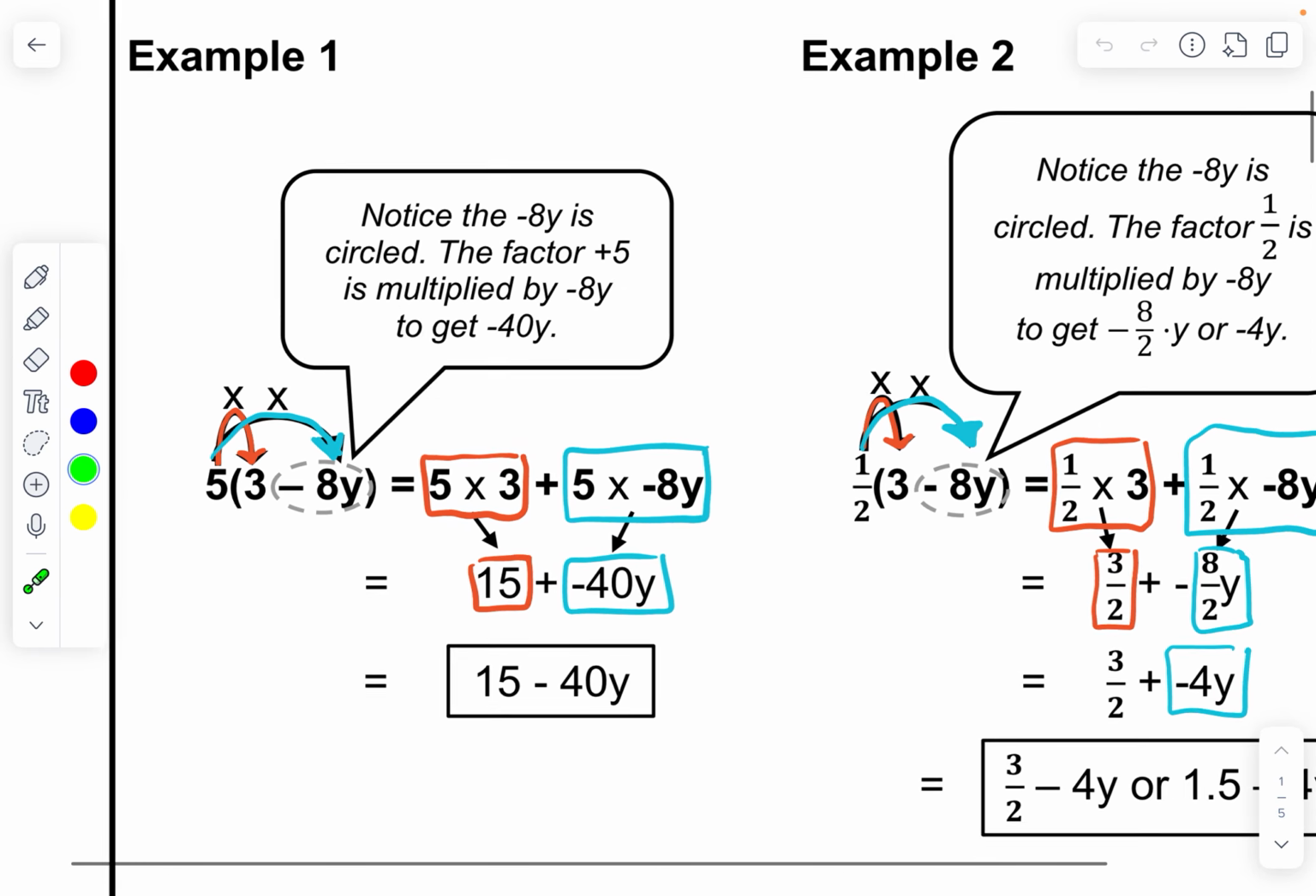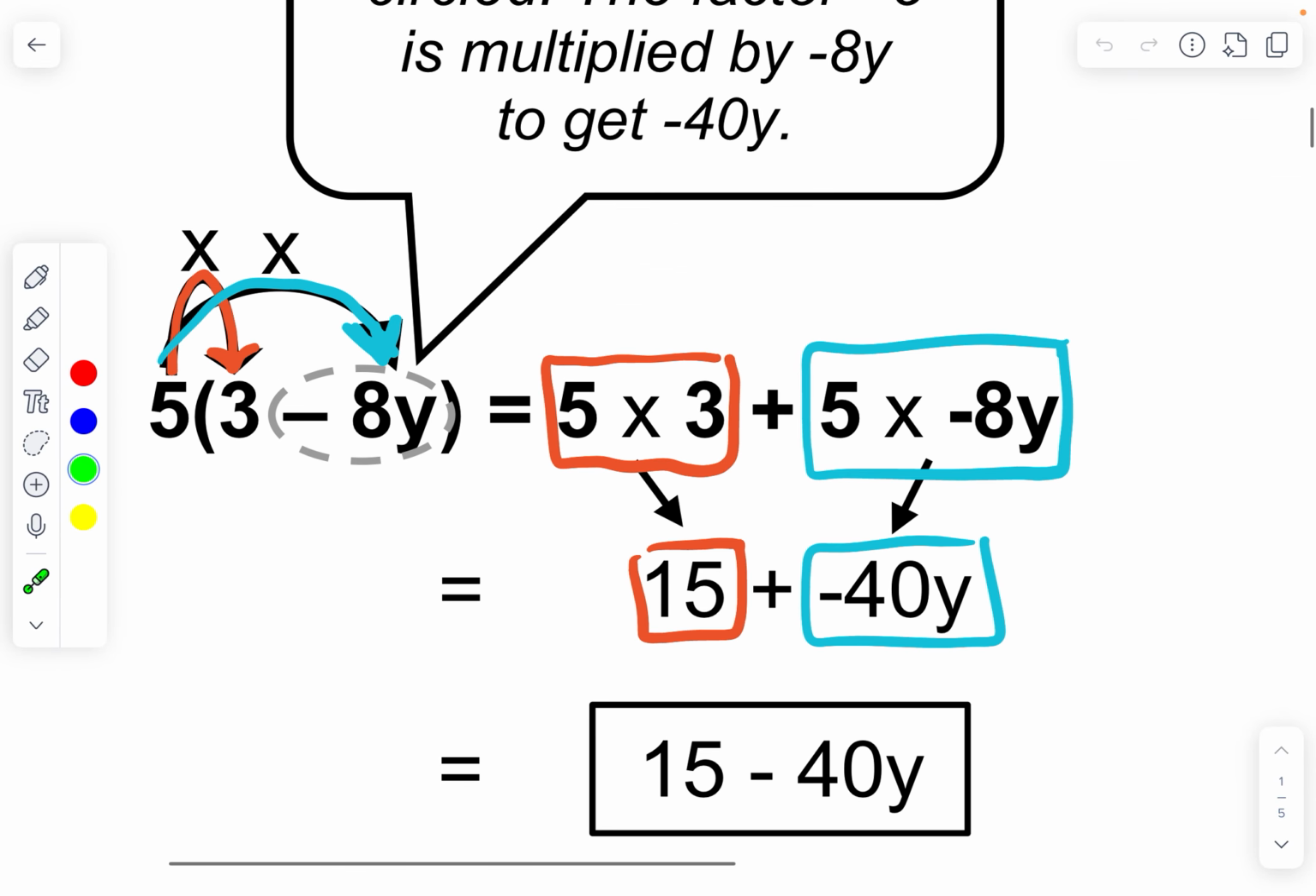So I'll go over the first one. And so this example does not use the letters A, B, C. However, the same process stands, right? So the 5 has been substituted for our A. Instead of B, our first term is 3. And then instead of C, our second term inside the parentheses is 8y, okay? So we want to multiply what's outside the parentheses with every term that is inside the parentheses. So our first step is to do 5 times 3, which we know is 15. So 5 times 3 gives us 15.